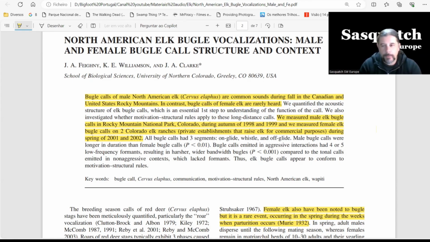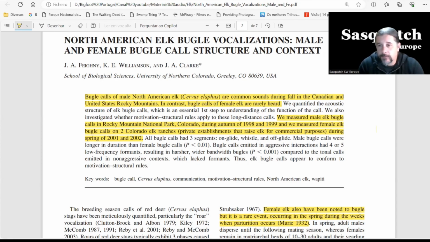So, one of the videos that I have done in the past was about misidentification of flat howls in bioacoustics research of Sasquatch. I have done it with canines, so wolves, coyotes, everything related. So today we are talking about elk.